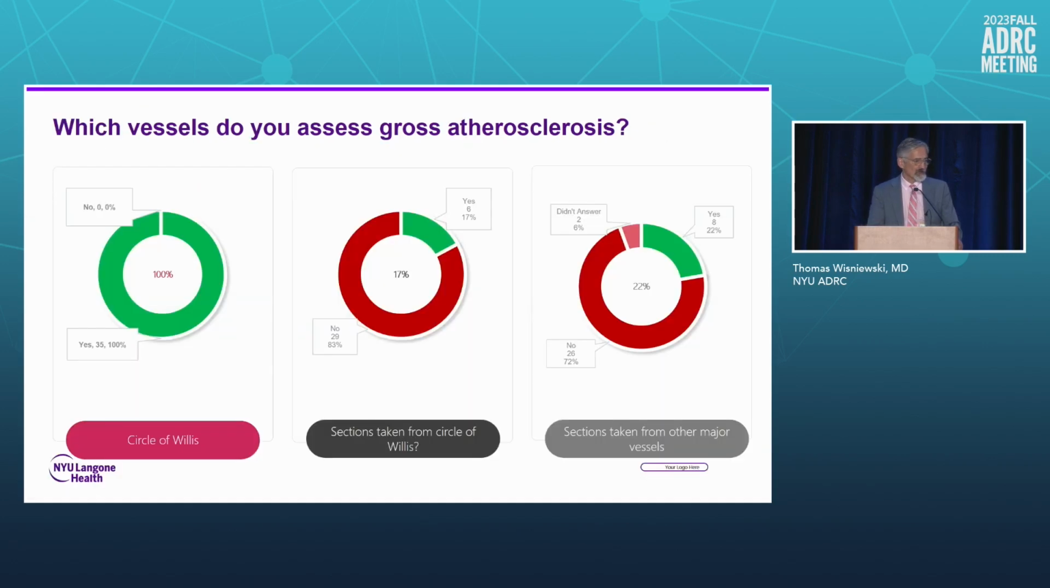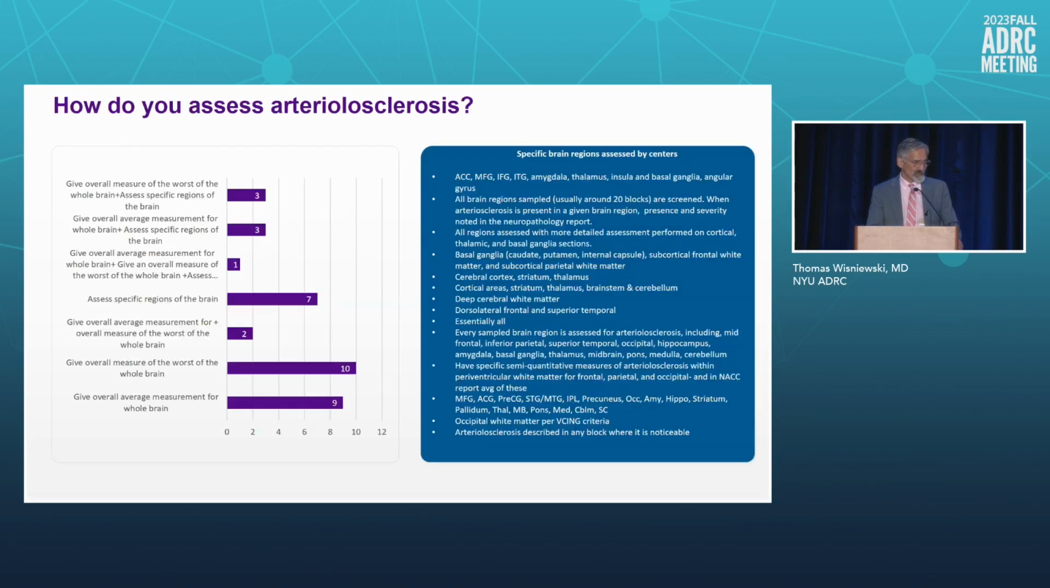MMP10 staining. In terms of assessments of atherosclerosis, all are looking at the circle of Willis, with significant minorities also taking sections from the circle of Willis or sections from other major cerebral blood vessels.